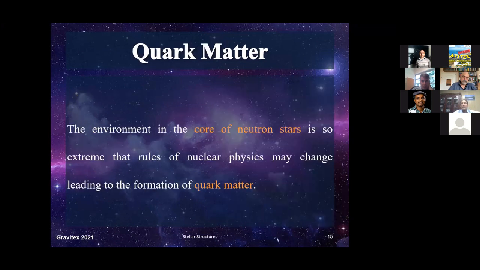In fact, a quark star is in between a neutron star and a black hole. The environment in the core of a neutron star is so extreme that the rules of nuclear physics may change, leading to the formation of a quark star.